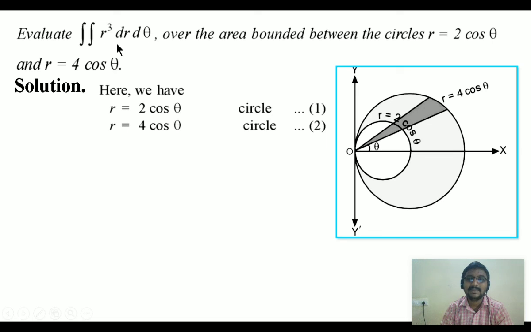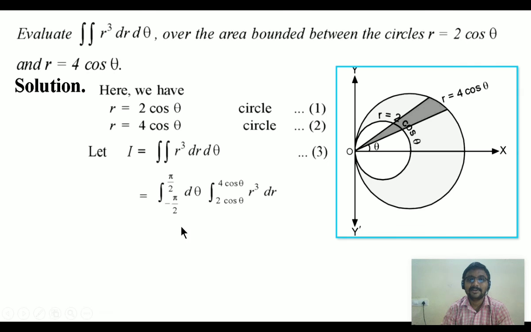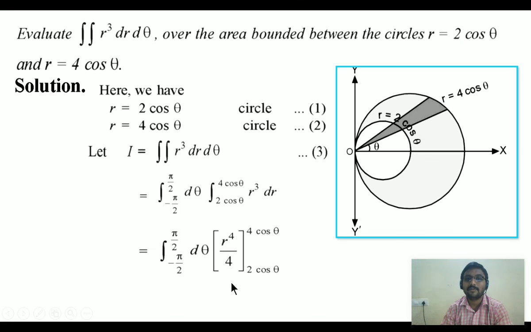Now we can evaluate easily the double integration. We only have to determine the limits, and then the result will be obtained easily by evaluating the double integration. Now given sum, let it be equation 3. Now using the limits negative pi by 2 to positive pi by 2 as outer limits of the integral, and the inner integral limits are r limits, that is 2 cos theta to 4 cos theta. First we have to integrate with respect to r and then theta, but r cube integration is r power 4 by 4. Substituting upper limit as 4 cos theta and the lower limit as 2 cos theta.